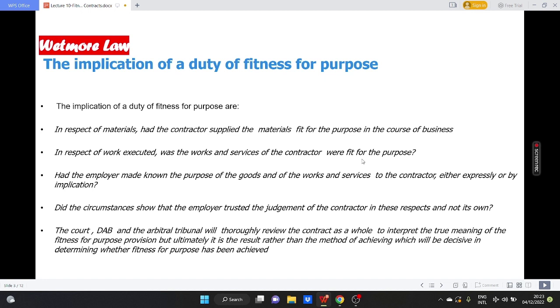The court, DAB, and the arbitral tribunal will thoroughly review the contract as a whole to interpret the true meaning of the fitness for purpose provision, but ultimately it is the result rather than the method of achieving it which will be decisive in determining whether fitness for purpose has been achieved.